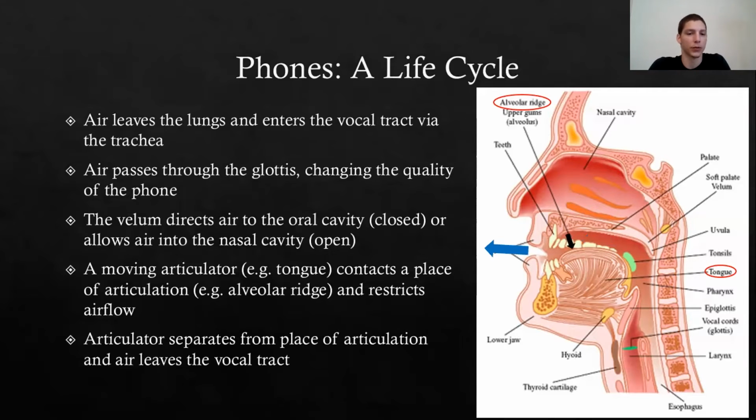Then the articulator moves away from the place of articulation, and air can continue passing through the vocal tract to exit the mouth through the lips. This would work much the same way if the velum had been open and air went into the nasal cavity, the only difference being that air would come out through the nose instead of through the lips. So this is, more or less, start to finish how a phone is produced.